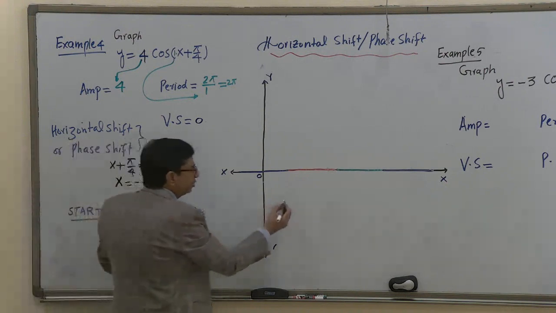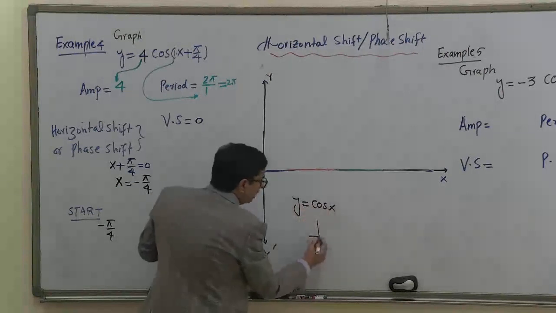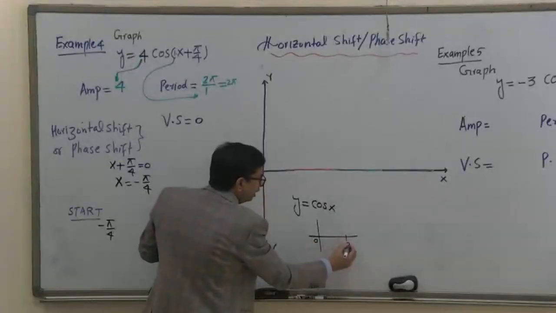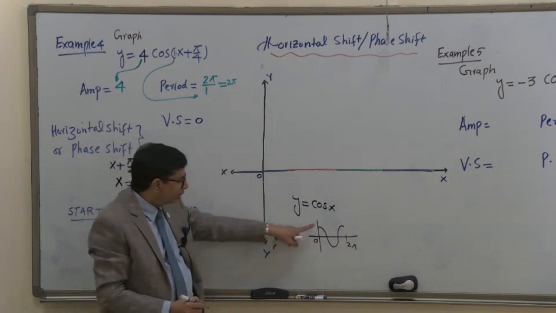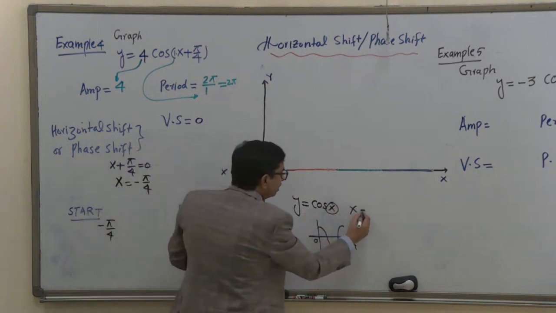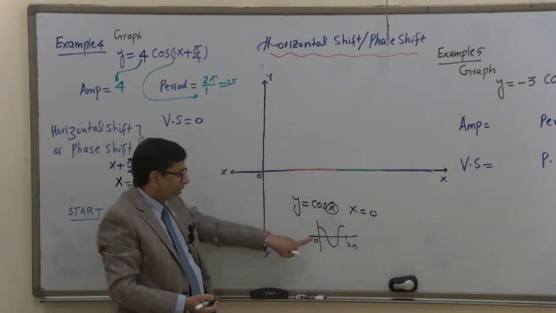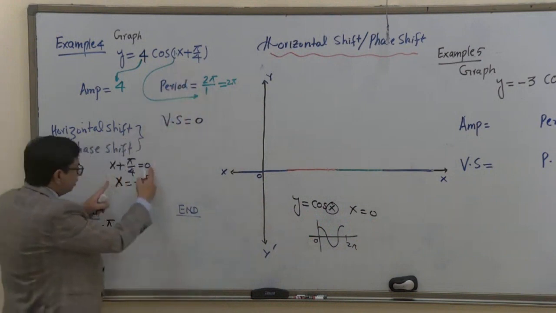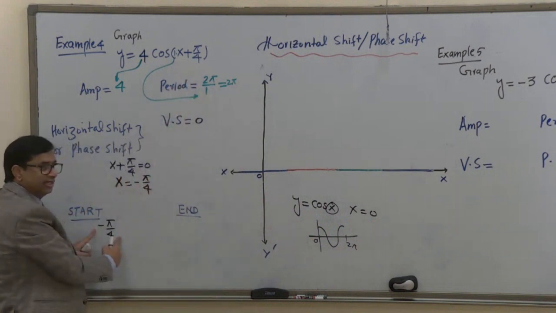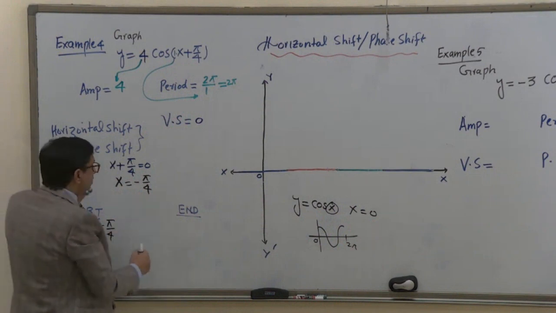In the simple function, if we have y is equal to cosine of x, its graph starts from 0 up to 2 pi. Its graph is like this for the cosine function, the parent function, which starts from 0, because if you put this equal to 0, the phase shift is 0, so it starts from 0. But in this case, the angle is different. So put this equal to 0 and find the value of x. So this is our start point.